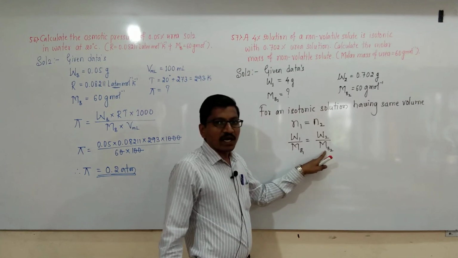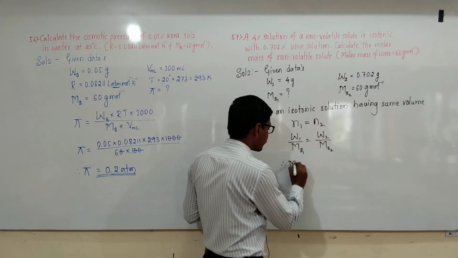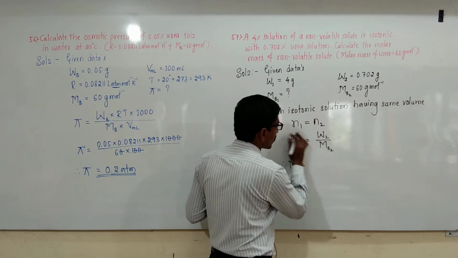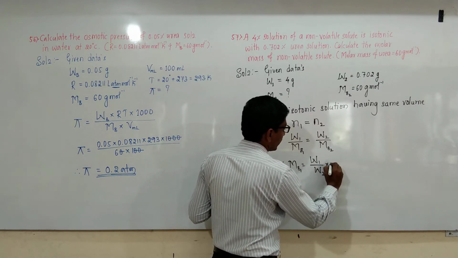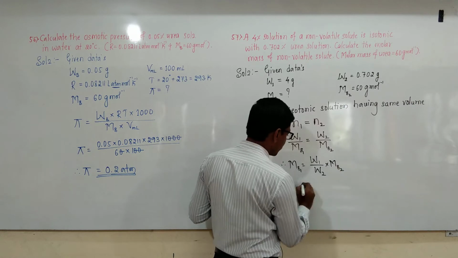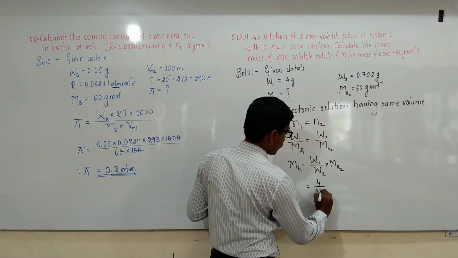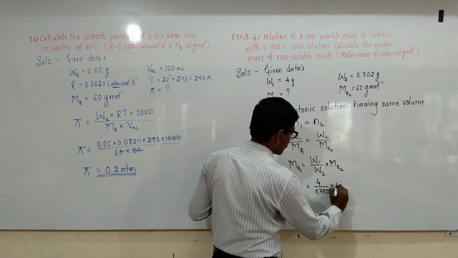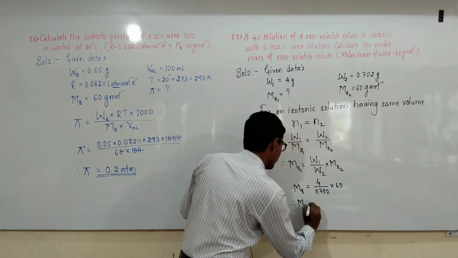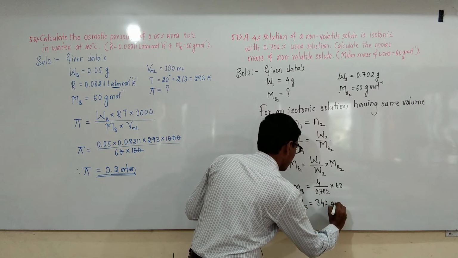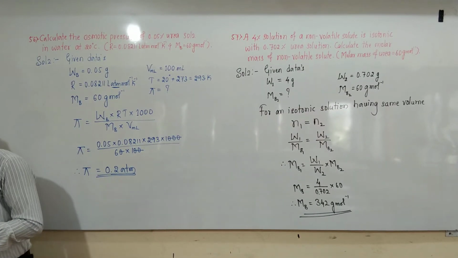These three values are known and this MB1 is to be calculated. Therefore, MB1 is equal to, cross multiply, W1 divided by W2 into MB2. Substituting the values, W1 is 4 gram divided by 0.702 gram into 60. Therefore, molar mass of non-volatile solute is 342 gram per mole.